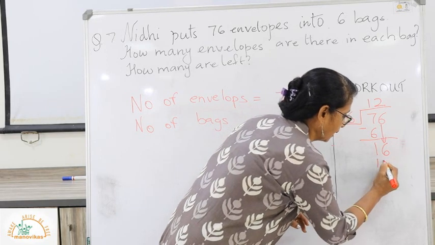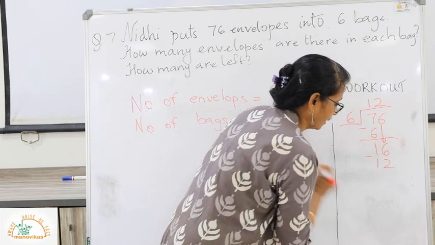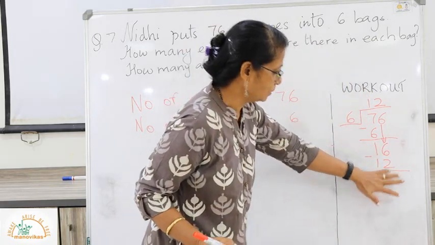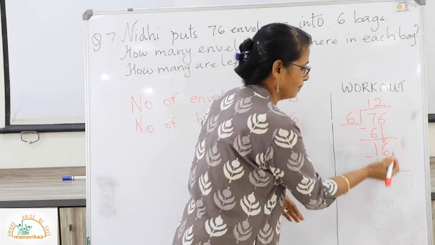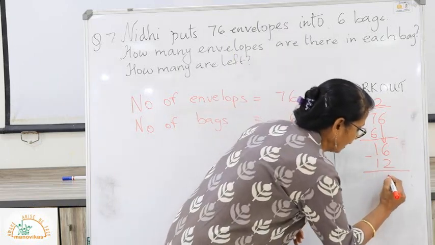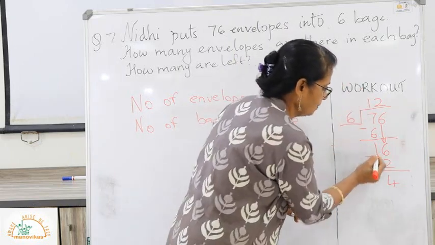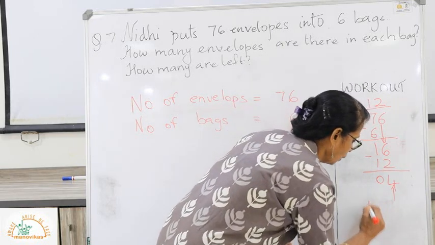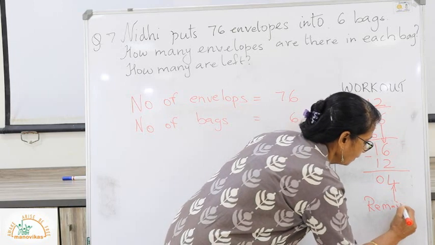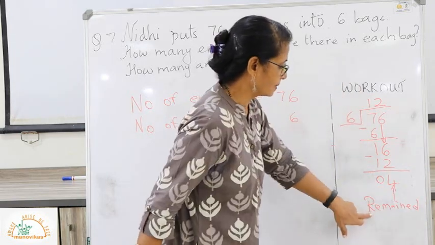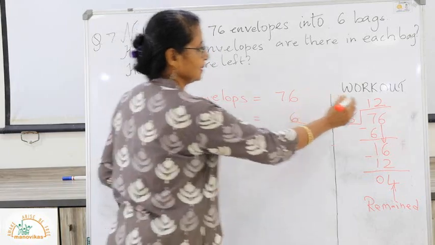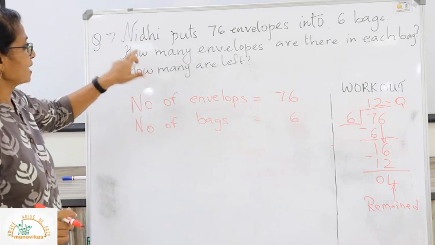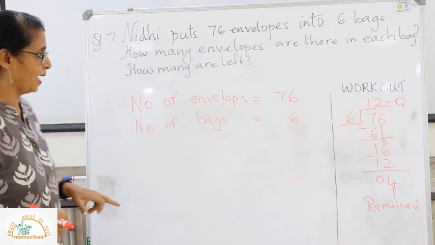Write the number 12. Put a minus sign again. Make a line. And now you need to minus 2 from 6. And when we minus 2 from 6, we get 4. So 1 minus 1 is 0. And number 4 is your remainder. Number 4 is the remainder. This is the quotient. That means they asked us how many envelopes are there in each bag.